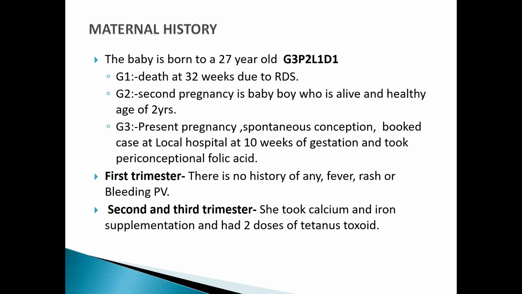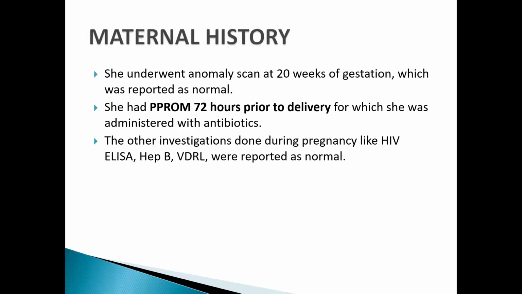Conceived spontaneously, booked case at a local hospital at 10 weeks of gestation, and took periconceptional folic acid. First trimester, there is no history of any fever, rash, or bleeding per vagina. Second and third trimester, she took calcium and iron supplementation and had 2 doses of tetanus toxoid. She underwent anomaly scan at 20 weeks of gestation, which was reported as normal. She had preterm premature rupture of membranes 72 hours prior to delivery, for which she was administered antibiotics. The other investigations done during the pregnancy, like HIV ELISA, hepatitis B, VDRL, were reported to be normal.